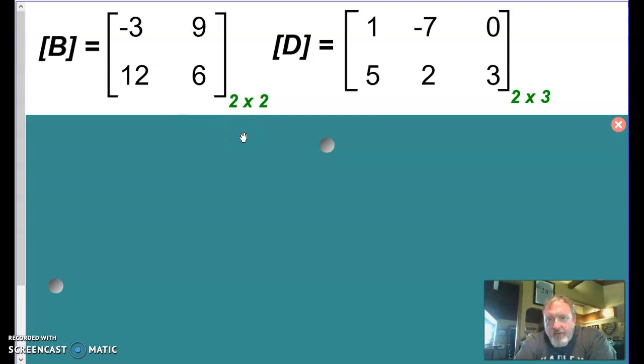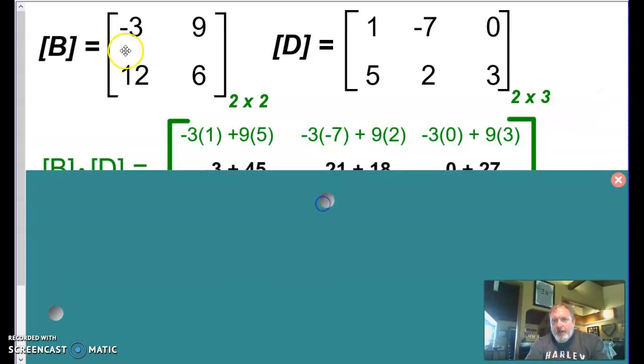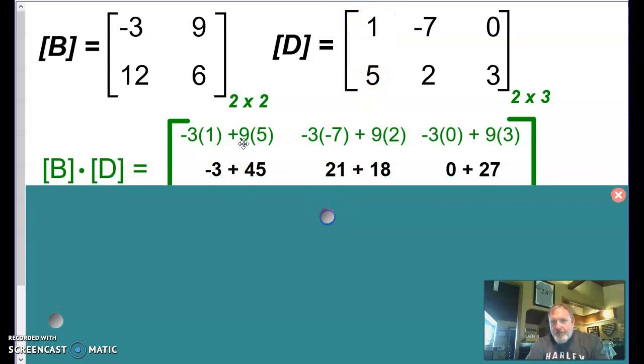Okay, so here we have 2 matrices that are different sizes. Got a 2 by 2 and a 2 by 3. The number of columns here equals the number of rows here, so we can multiply B times D, and we are going to end up with a 2 by 3 matrix. So again, first row times the first column, first row in B times the second column of D, and first row B times the third column of D.